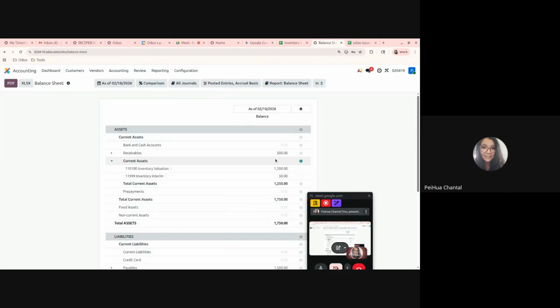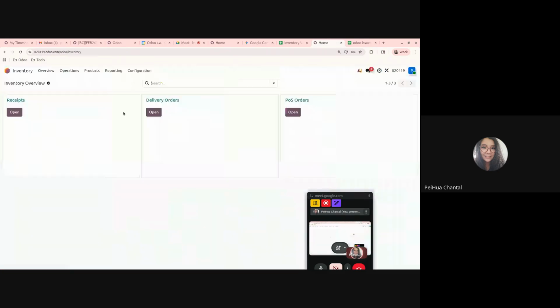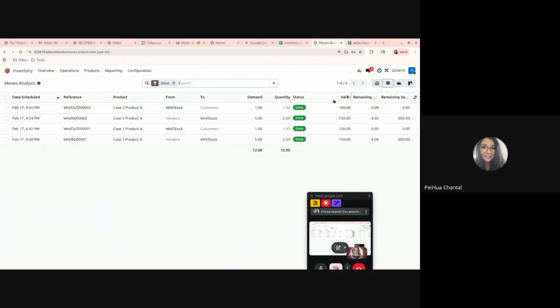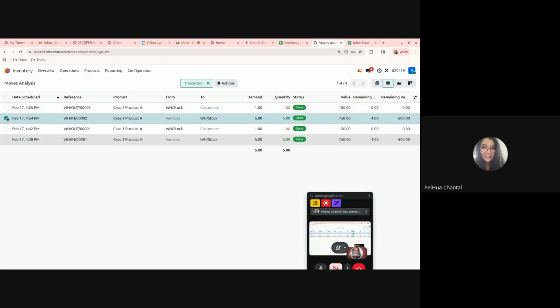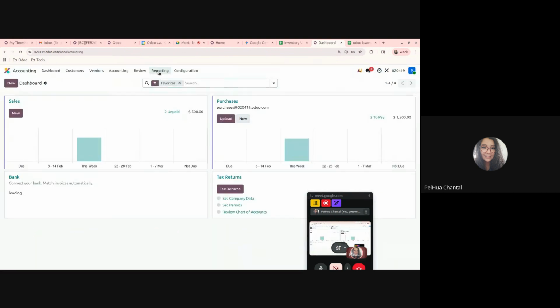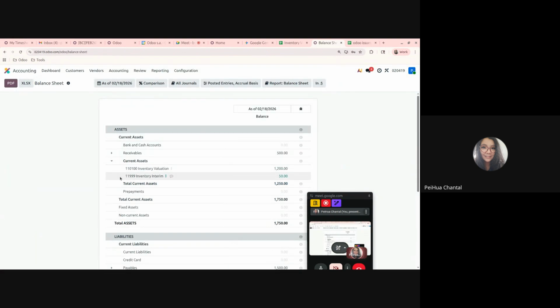Now, if you look at the balance sheet, your inventory valuation of 1200 is correct because case one was 600 and now it's also 600. That is correct because if you go back to inventory and then move analysis, if you look at all the products, 600 plus 600 is 1200, and it matches with Odoo. The only problem is it tells you that there is interim, but there shouldn't be any interim because everything is balanced out.